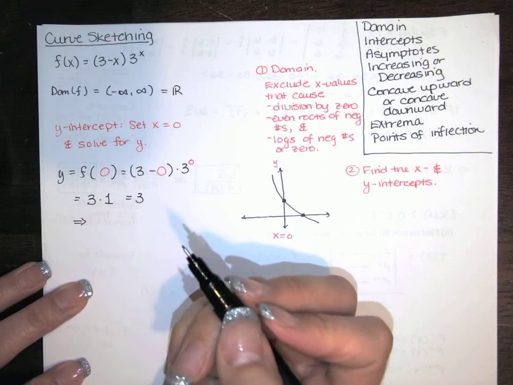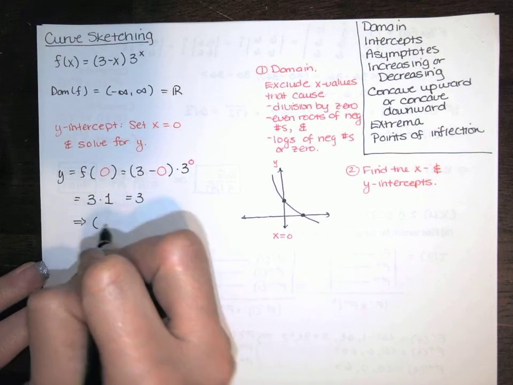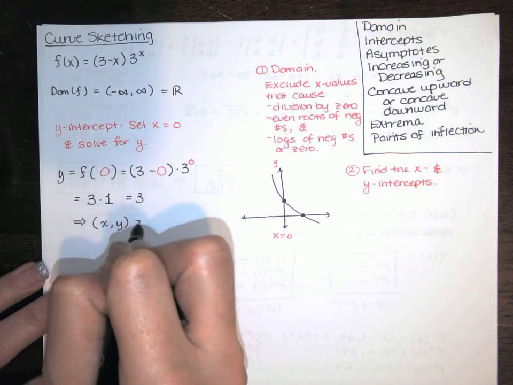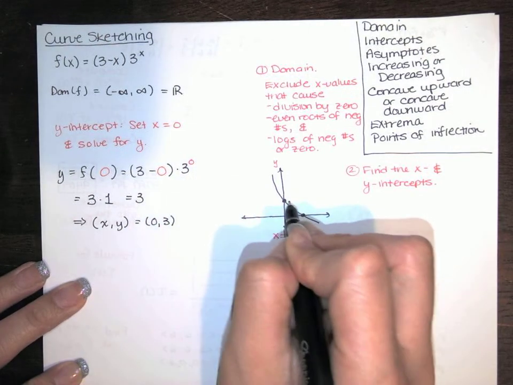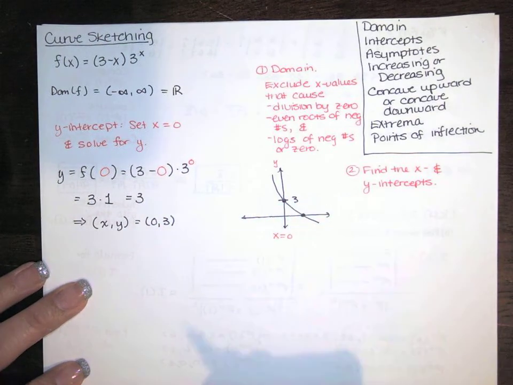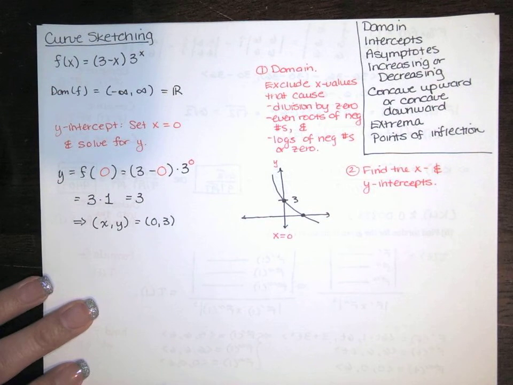So the y-intercept is an ordered pair. It's x equals 0, y equals 3. So our graph would cross at 3. If that was what our graph looked like, it would cross there at 3.